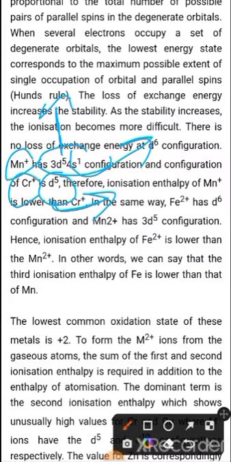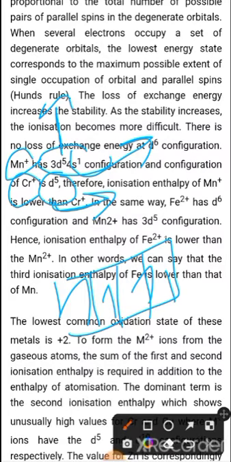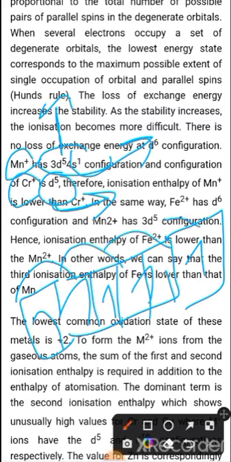Now the second ionization enthalpy for chromium+ will become difficult, because the second factor is that in the case of chromium+, all the degenerate 5 orbitals have unpaired electrons. They have basically 5 unpaired electrons, all with the same spin, parallel spins, and the exchange energy is high in that case. Fine, the more the exchange energy, the more will be the stability. So here the ionization will be high.